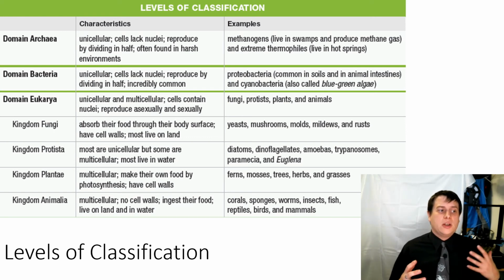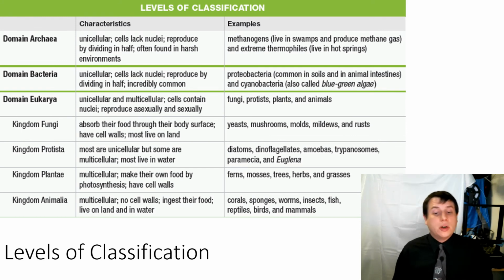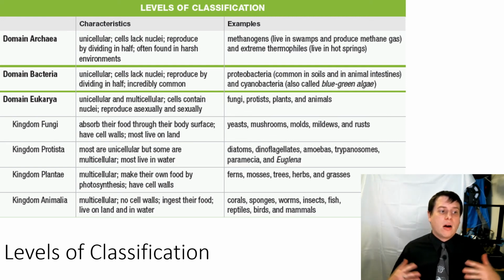Then you have domain Eukarya, which is all life that has internal organelles inside its cells, so things like a nucleus, mitochondria, stuff like that. They can be unicellular or multicellular, although the only unicellular group in Eukarya is the kingdom Protista. They are unicellular. They live mostly in the water, and they include amoebas, trypanosomes, paramecium, stuff like that.